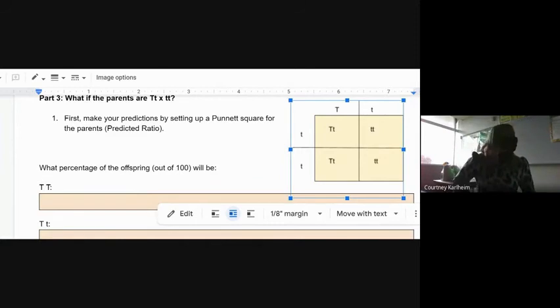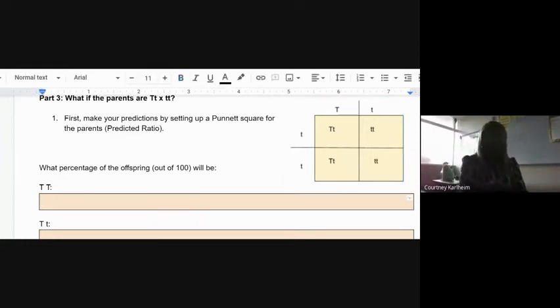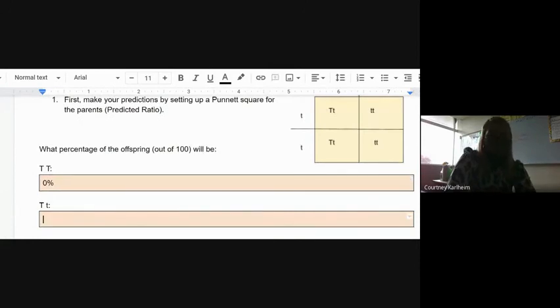And then for our percentages, remember it's out of 100. So how many boxes out of 4 have 2 uppercase T's together? 0. There's no possibility of getting a homozygous dominant. So it's just 0%, 0 out of 4. And then the only 2 left is there is heterozygous in 2 boxes and homozygous recessive in 2 boxes. So 50-50 split.